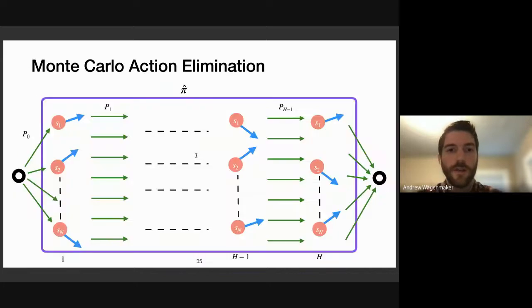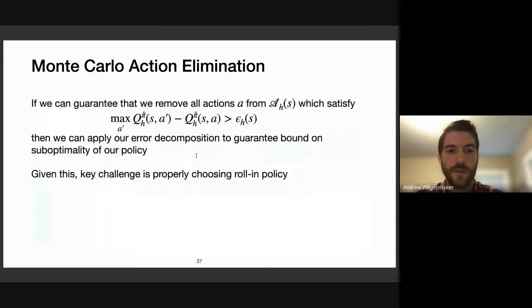And then using this, if you can quantify how many samples you collect from each state, then you can quantify the epsilon h of s at each state. You can quantify the suboptimality, and you can use that to quantify the global suboptimality. So this is the basic idea behind Mocha. And there are a lot of details here, which I don't think I have time to go into right now, but maybe we can discuss if people have questions.